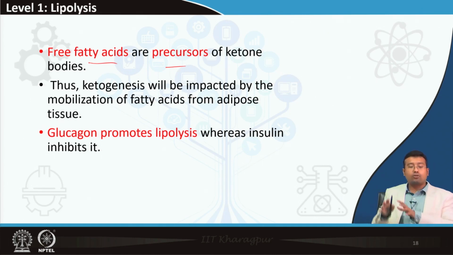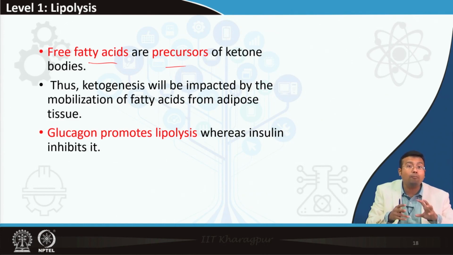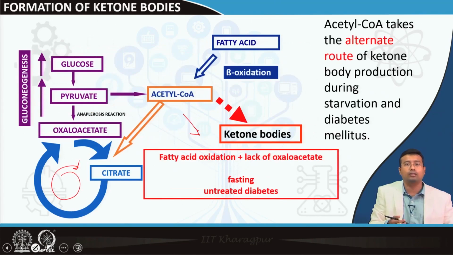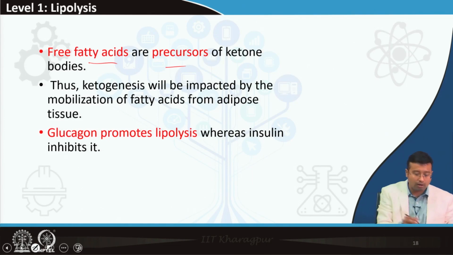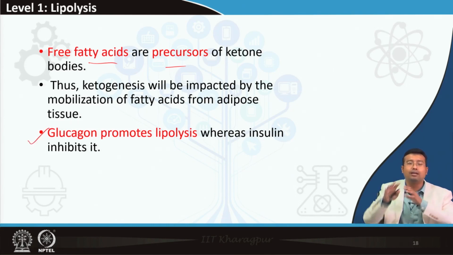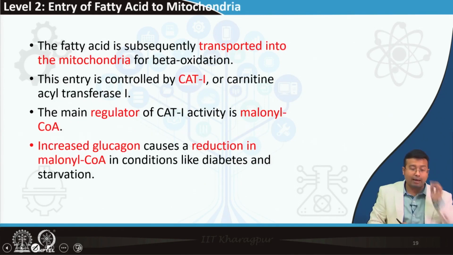So now we are looking at how the body controls this ketogenesis. We already discussed the conditions in which ketogenesis can be increased. Now we are looking at ketone body homeostasis. Glucagon promotes lipolysis whereas insulin inhibits it. So the body is in perfect balance.